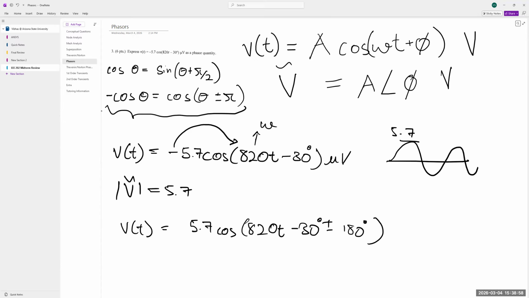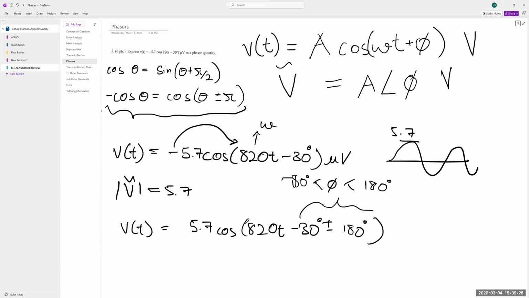Now, plus or minus 180 degrees because in the complex domain, if we move 180 degrees, it doesn't matter if we are moving a negative 180 degrees or a positive 180 degrees, we're going to end up at the same point. What matters is that this angle over here needs to be between negative 180 and positive 180 degrees.